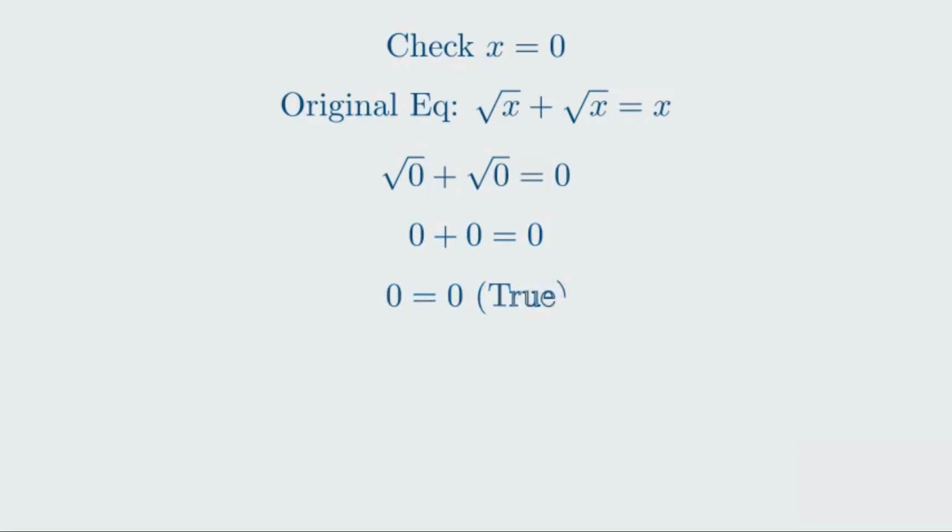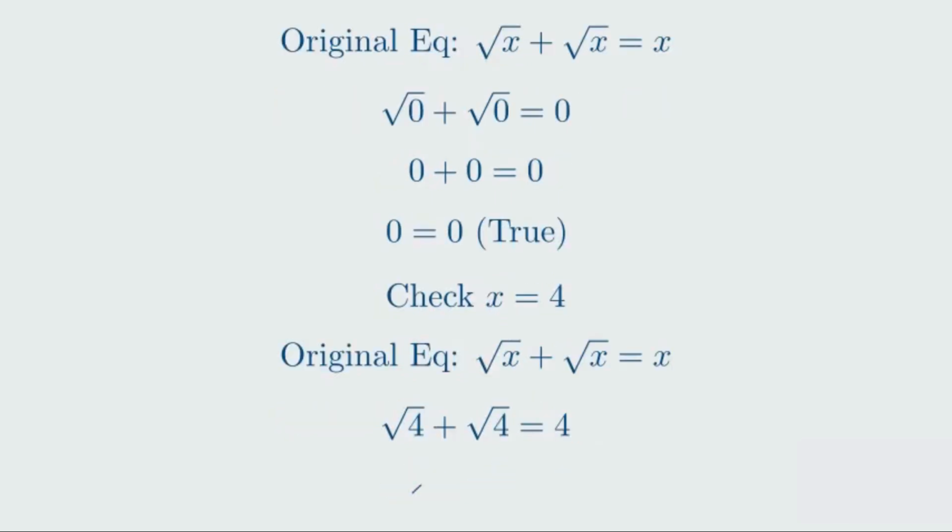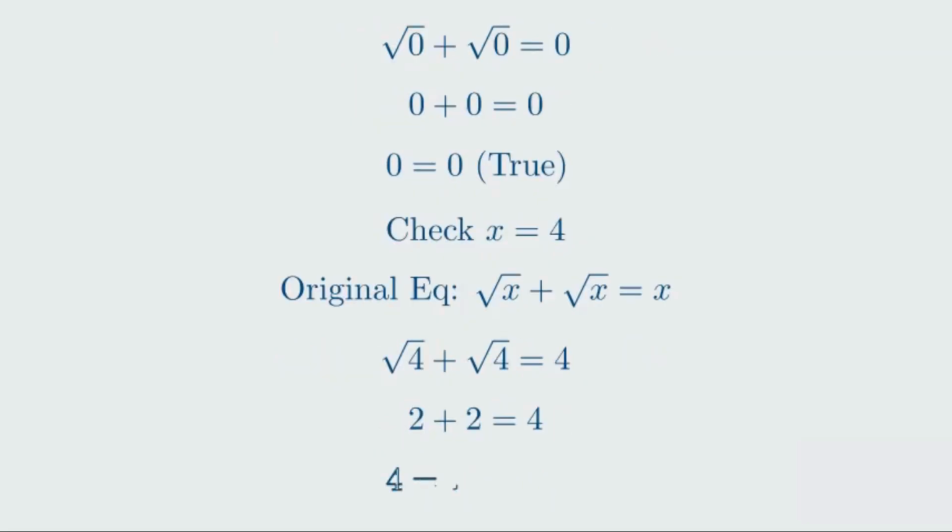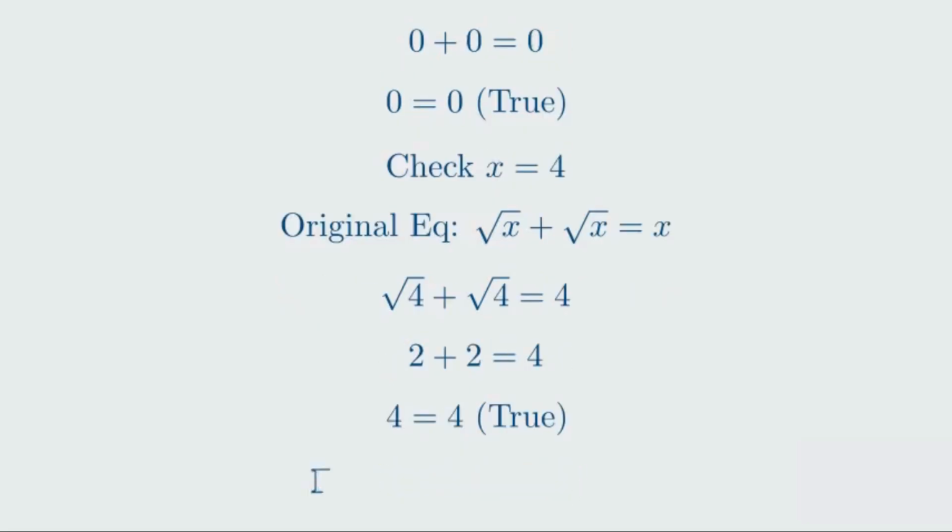Now let's check our second solution, x equals 4. Substituting it in gives us the square root of 4 plus the square root of 4 equals 4. The square root of 4 is 2. So we have 2 plus 2 equals 4, which is also a true statement. This means x equals 4 is also a valid solution. Both of our solutions are valid. Our final answer is x equals 0 and x equals 4.